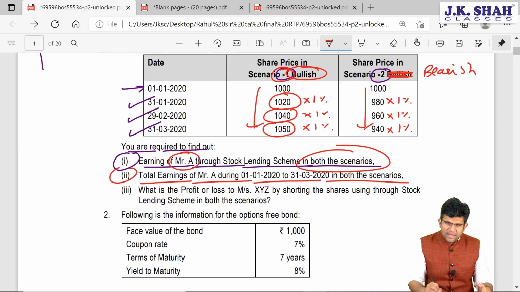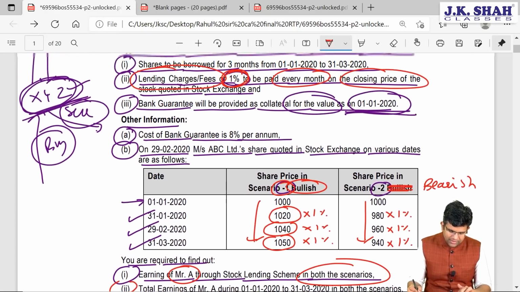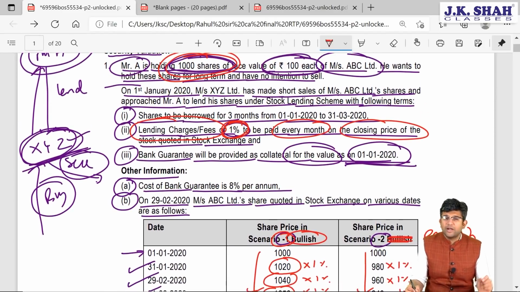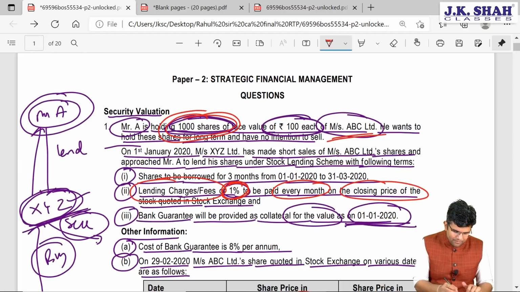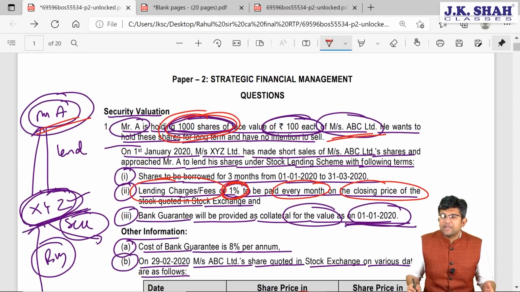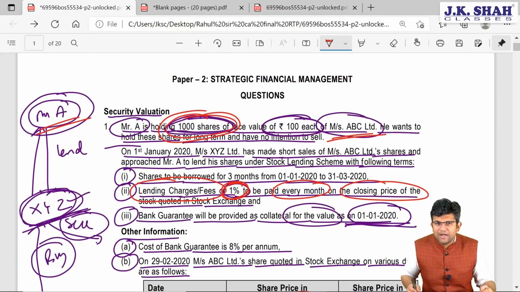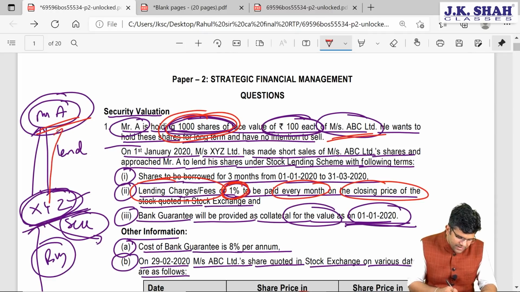Now, children, there is a slight error here according to me in the question framing because question 1 and question 2 appear similar. Yes, in the question there should have been one more data concerning dividends. Okay, in these 3 months, some dividends must have been announced by ABC Limited, which of course were supposed to be received by Mr. A. But since he has given the shares or basically lent the shares to XYZ, he will not directly get those dividends, but XYZ Limited will have to pay from their pocket those dividends to Mr. A.